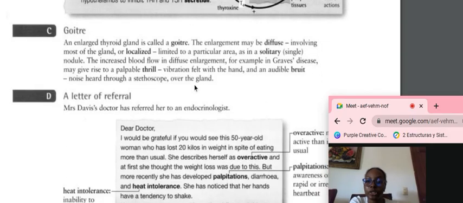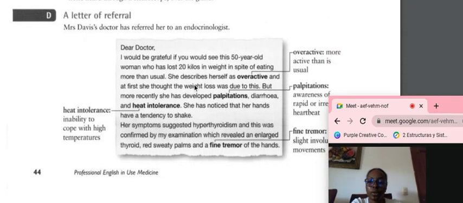Goiter. An enlarged thyroid gland is called goiter. The enlargement may be diffuse, involving most of the gland, or localized, limited to a particular area, as in solitary, single nodule. The increased blood flow in diffuse enlargement, for example in Graves' disease, may give rise to a palpable thrill, vibration felt with the hand, and an audible bruit, noise heard through a stethoscope over the gland.